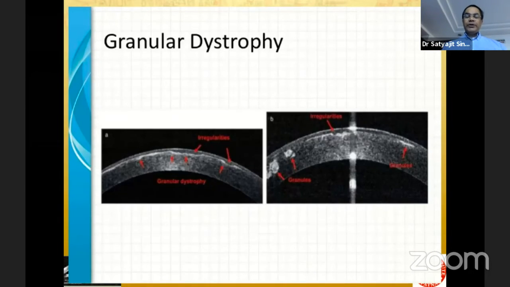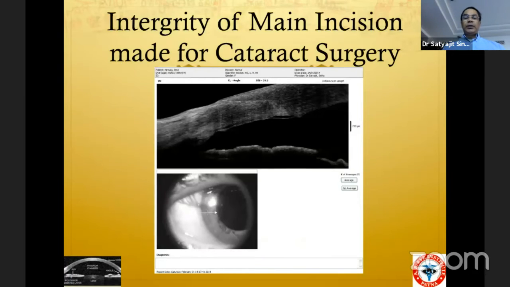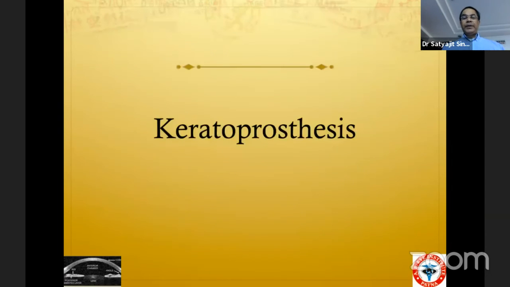These are different pictures which you can see when doing the anterior segment OCT of the cornea. Now you can also see the integrity of the wound that you make during cataract surgery. If you have any doubt, you can see it on the OCT of the 3-planar incision that is made.